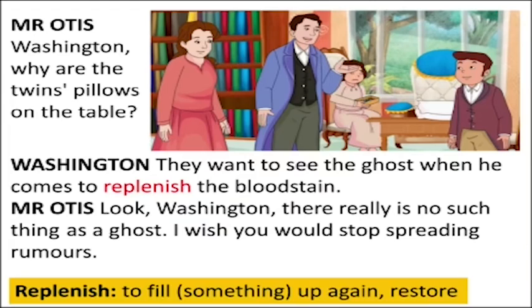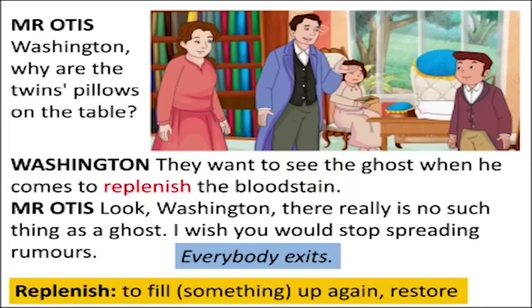Mr. Otis says, "Look, Washington, there really is no such thing as a ghost. I wish you would stop spreading rumors." Rumors means unknown facts which are not really true. So Mr. Otis warns Washington that there is no such real thing as a ghost or the presence of a ghost in their castle, as they are citizens of modern society, so they should not believe such rumors, and Washington should also not entertain such things there. Everybody exits from the library.